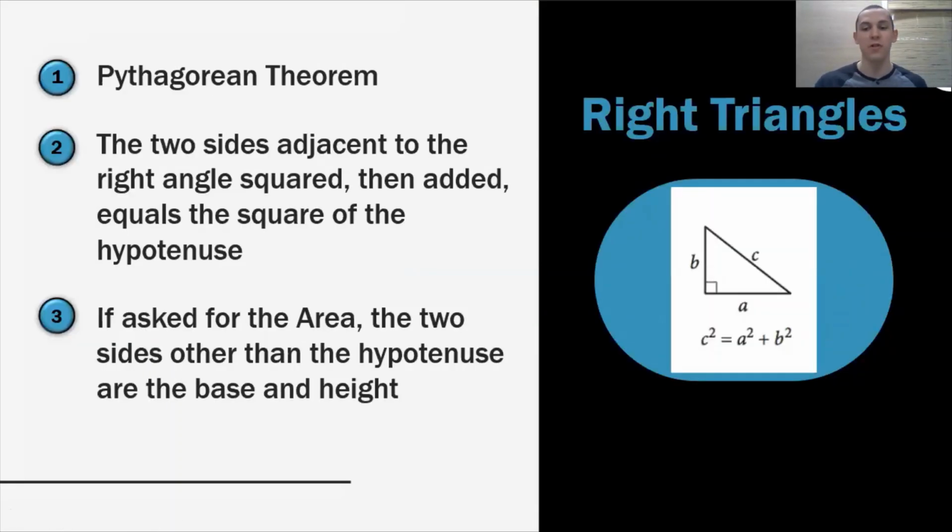So then we get to right triangles. The first thing it shows us for right triangles is Pythagorean theorem. I hope most of you know, but Pythagorean theorem says that if we take the two sides adjacent to the right angle, so that's A and B, since they both are along the right angle, if you square each of those sides and add them together, it's equal to the square of the hypotenuse.